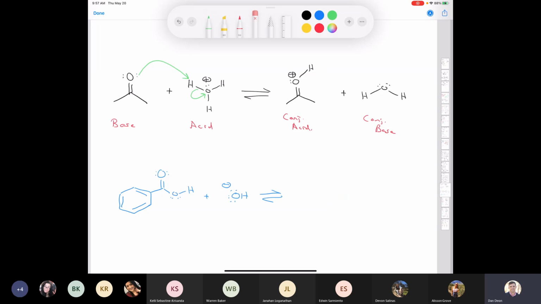All right, let's take a look at another one here. And this is the last one we're going to take a look at. This compound here is called benzoic acid. It's a carboxylic acid, obviously, and it's got an aromatic ring. It's a white solid. And then here we have hydroxide.